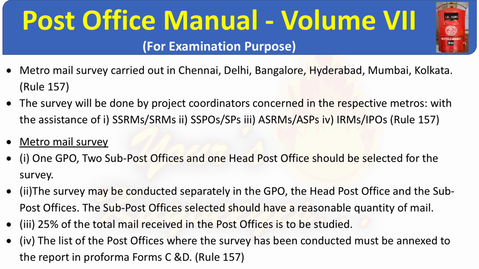1 GPO, 2 sub-post offices and 1 end post office should be selected for the survey. The survey may be conducted separately in the GPO, the head post office and the sub-post offices. The sub-post offices selected should have a reasonable quantity of mail. 25% of the total mail received in the post office is to be studied. The list of the post offices where the survey has been conducted must be annexed to the report pro forma, Form C and D. Rule number 157.